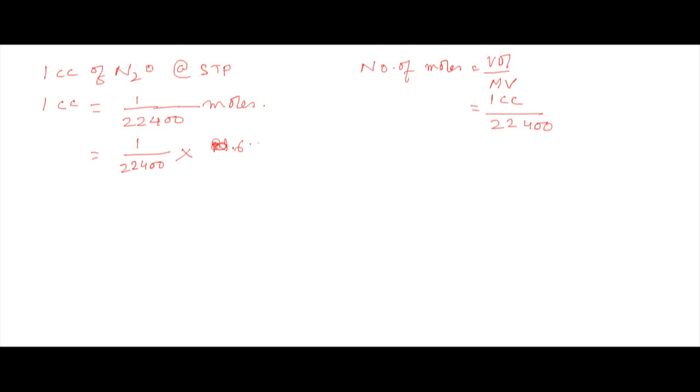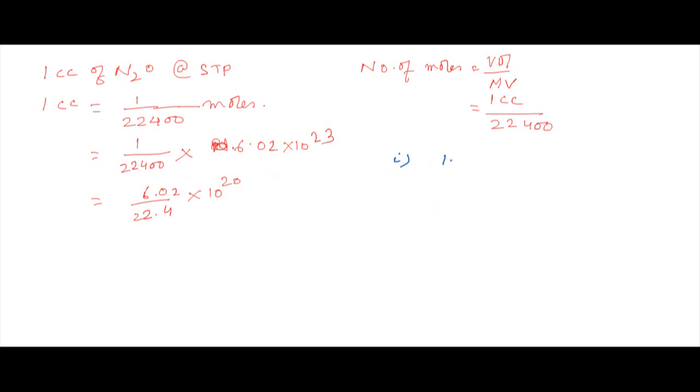or I write directly 6.02 into 10 to the power 23. So something cancels out, 1 by 22.4, I cancel out some zeros from over here. So it becomes 6.02 into 10 to the power 20. Now let me write down the options on the right side. It will be easier for us to understand.